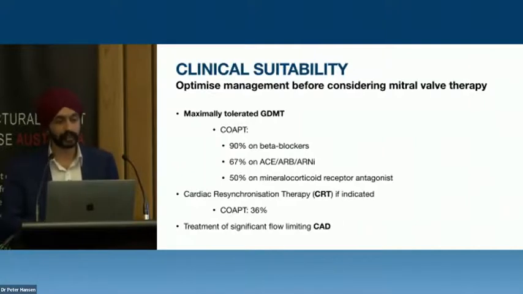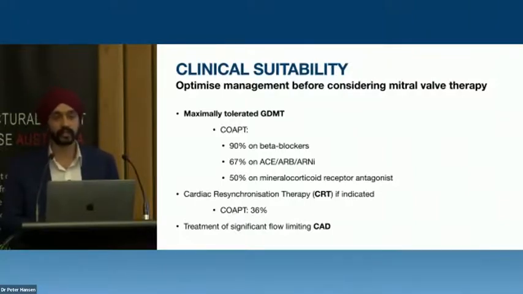Important to also consider cardiac resynchronization therapy if indicated. There's good data out there to show that you can reduce the severity of mitral regurgitation by using cardiac resynchronization therapy. So if your patient is suitable for a BIV, you should definitely consider that as per usual guidelines. And then especially in patients with ischemic cardiomyopathy, treatment of any significant flow limiting coronary artery disease.